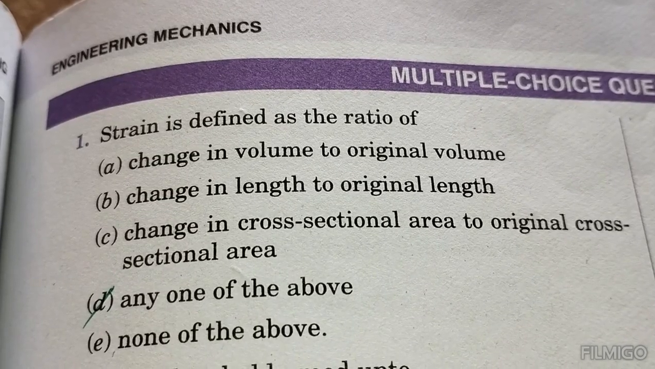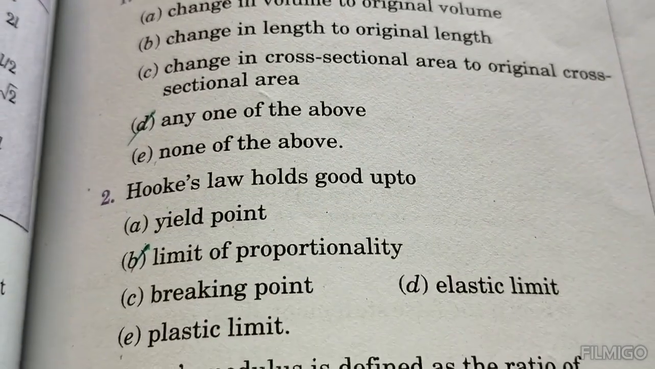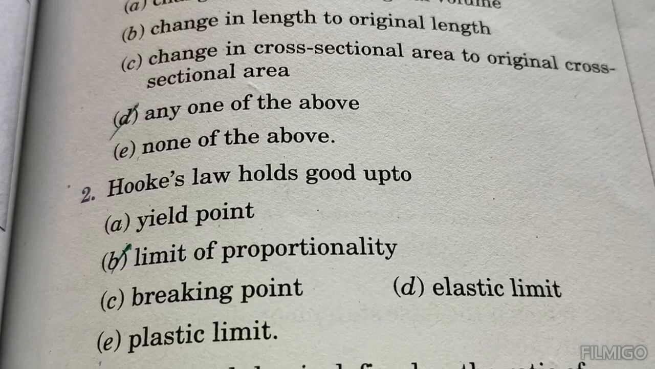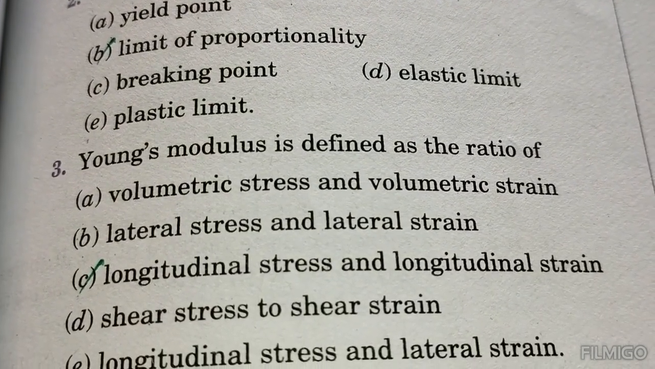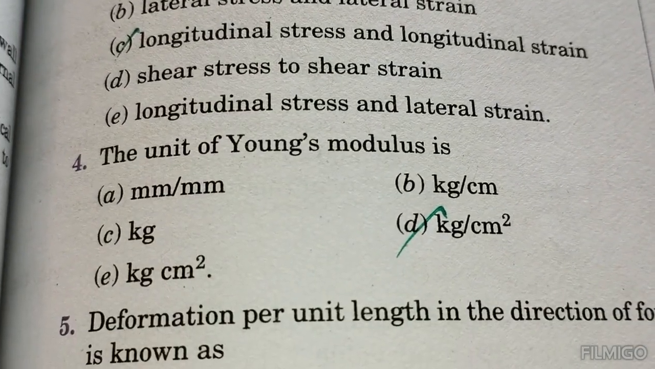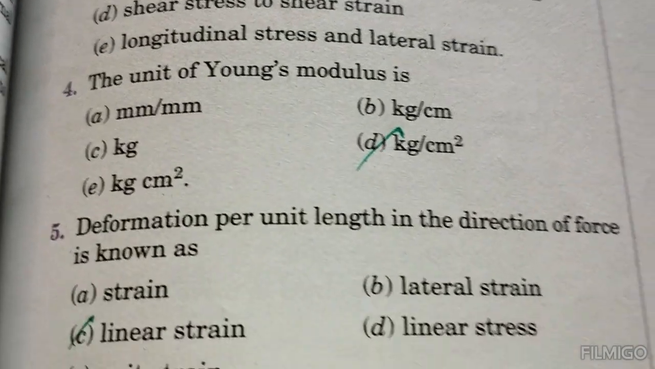A strain is defined as the ratio of any one of the above. Hooke's law holds good up to the limit of proportionality. Young's modulus is defined as the ratio of longitudinal stress and longitudinal strain. The unit of Young's modulus is kg per centimeter square.